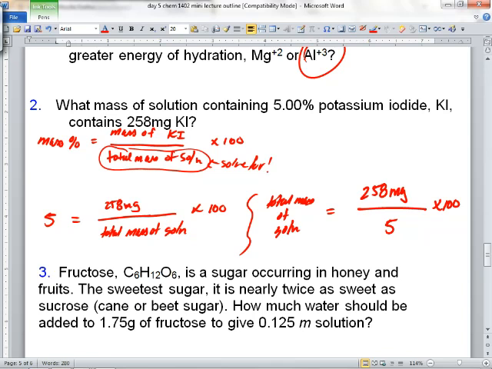So 258 divided by 5 times 100, about 5160 milligrams, or 5.16 grams if you wanted to convert to grams. Okay.